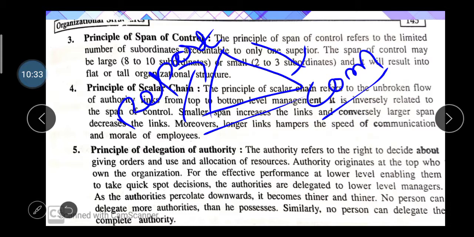The authority is delegated to the lower level managers, as the authority percolates downwards and becomes thinner and thinner. So no person can delegate more authority than he possesses.